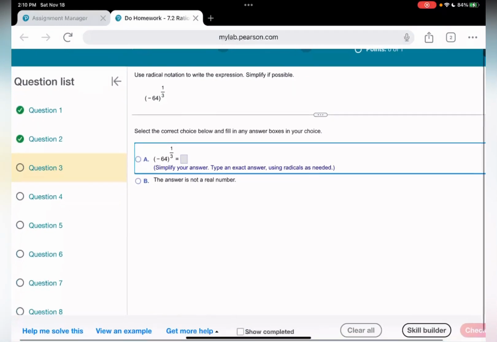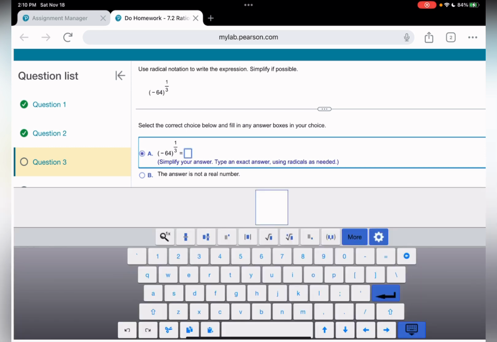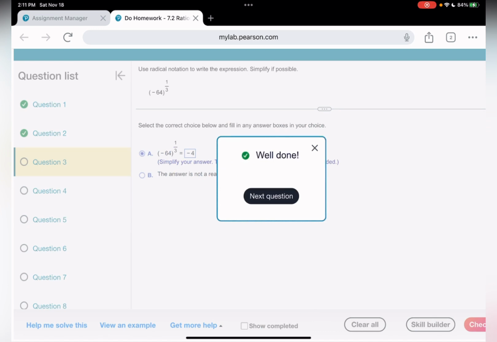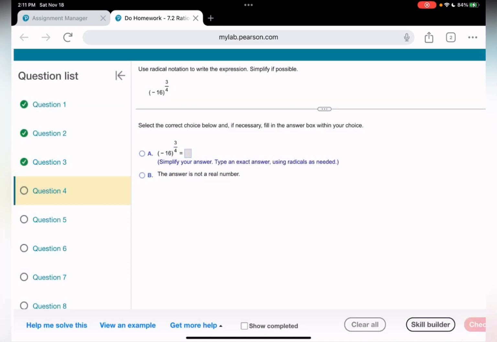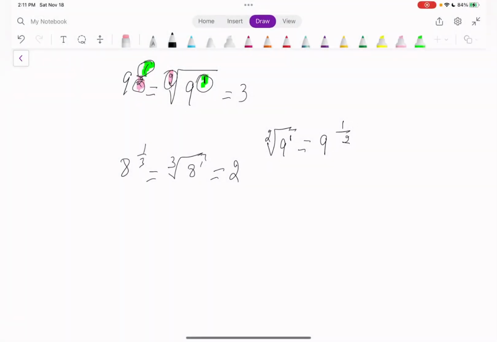we have negative 64 to power 1/3. That means cubic radical of negative 64, which is going to give us negative 4, correct? This one, negative 16 to power 3/4. Let's write it down. Which means this 4 is coming here, and we get negative 16 here to power 3, correct?